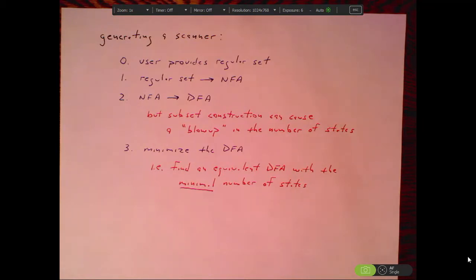And this uses a subset construction algorithm, and that could cause a blow-up, a large expansion in the number of states. So step 3 is what we want to look at today, because we'd like to not have any extra states that we don't really need. So today we'll look at this algorithm that actually minimizes the number of states required by the DFA. Given one DFA, we'll find an equivalent DFA with the minimal number of states required to match the regular language.